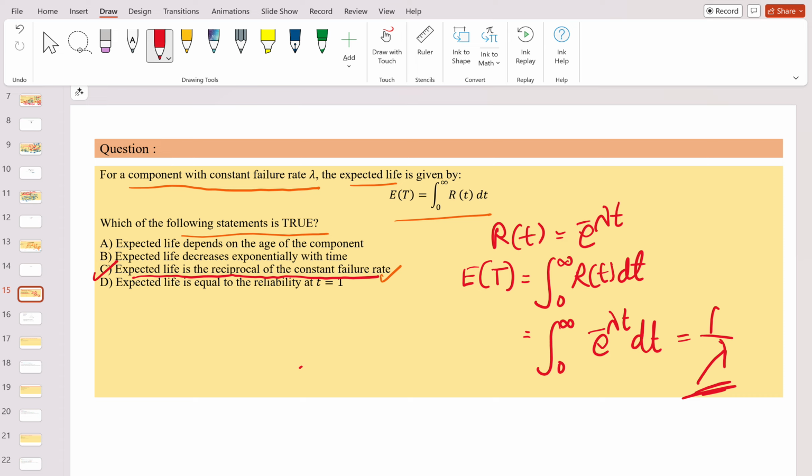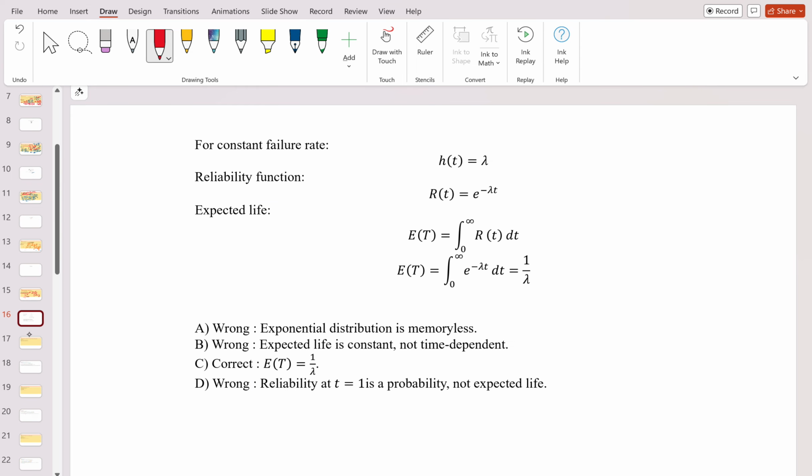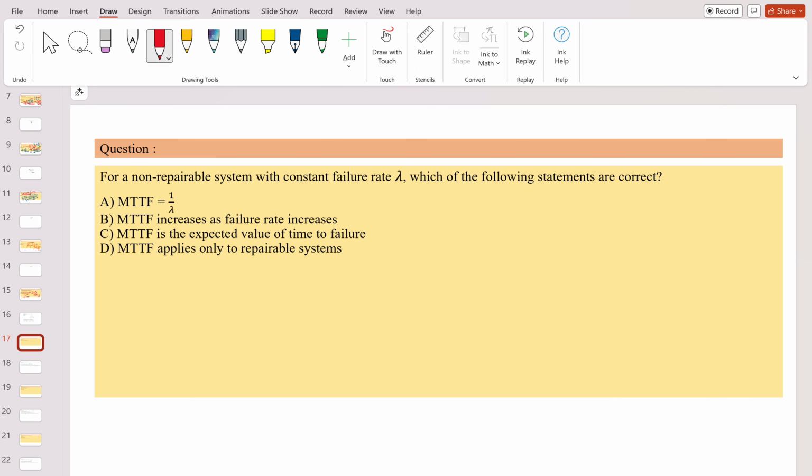Which option did I get? Option B, which is actually not the expected life. This is basically the reliability. It is a decreasing exponential with time, like this. Reliability decreases with the age of the component. Initially the reliability will be high, and with time the reliability will decrease. Okay, let's move forward and try to solve this.